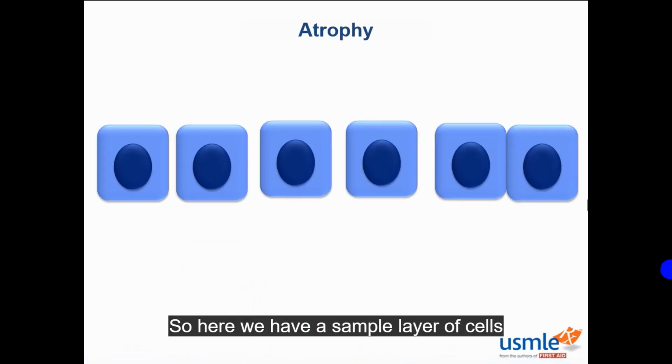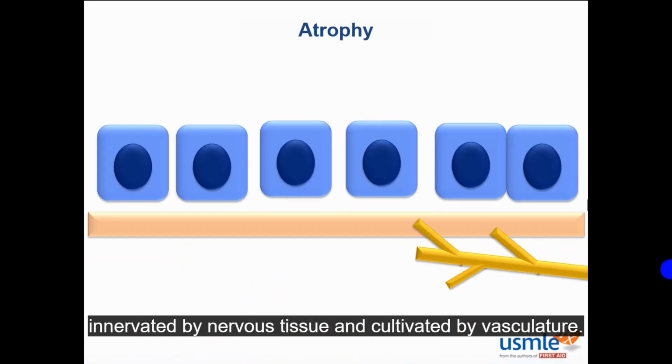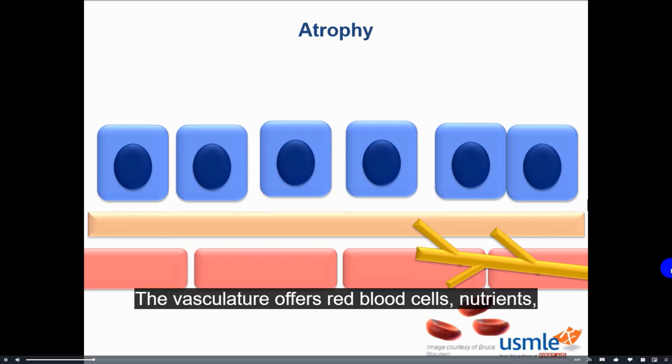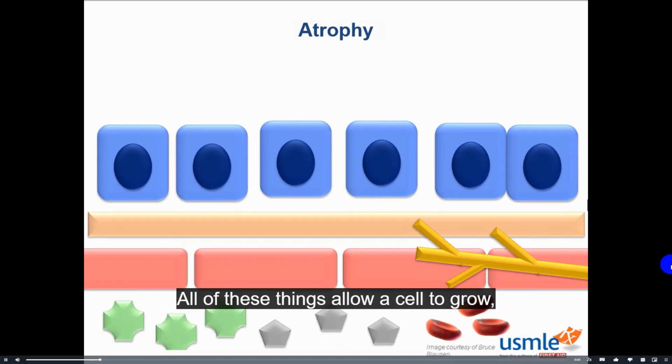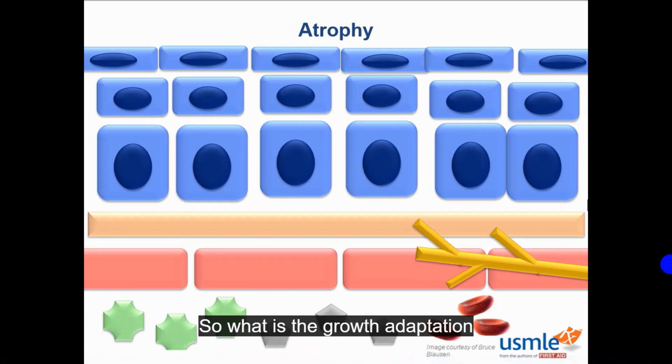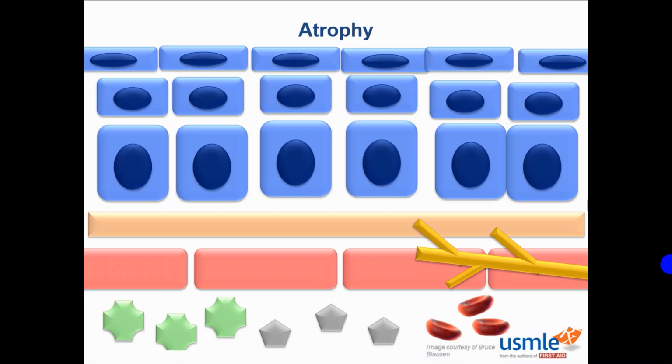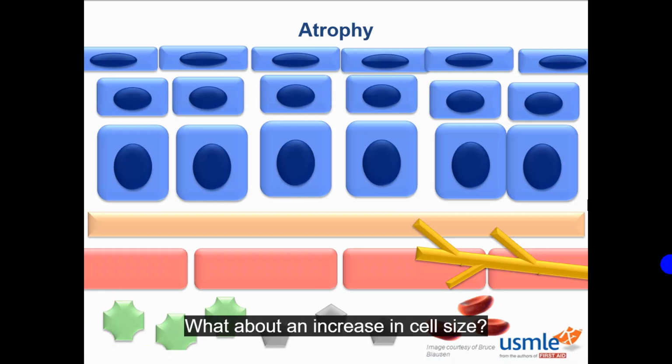So here we have a sample layer of cells supported by a basement membrane, innervated by nervous tissue, and cultivated by vasculature. The vasculature offers red blood cells, nutrients, and hormones to the cells. All these things allow a cell to grow and to differentiate. So what is the growth adaptation that describes an increase in cell number? That would be hyperplasia. What about an increase in cell size? Good, that would be hypertrophy. If any of these things are disturbed, the cells will be affected.